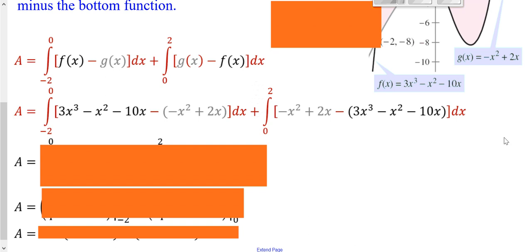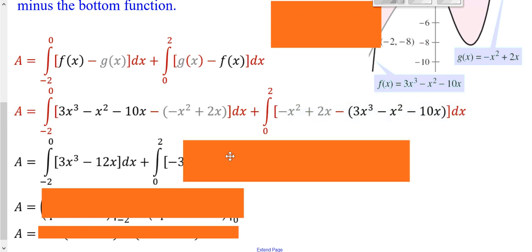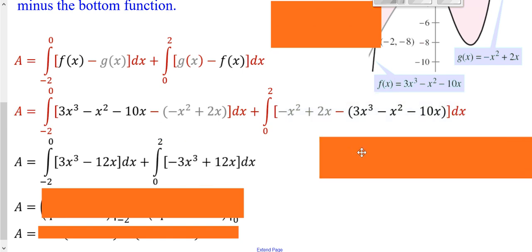Now, you could integrate it as it is, but I think it's going to be easier if you simplify and combine like terms after your integral sign in each case. So if we combine our like terms here, we get this. Combine our like terms over here, we get really the opposite of that, which should make sense because we switched the order in which you subtract. And if you go 12 minus 7 versus 7 minus 12, you get the opposite of each other.